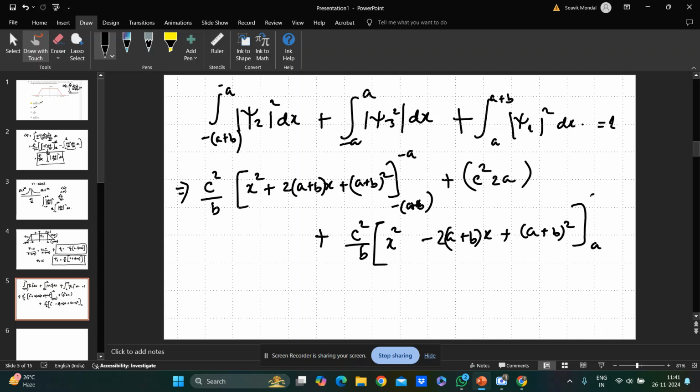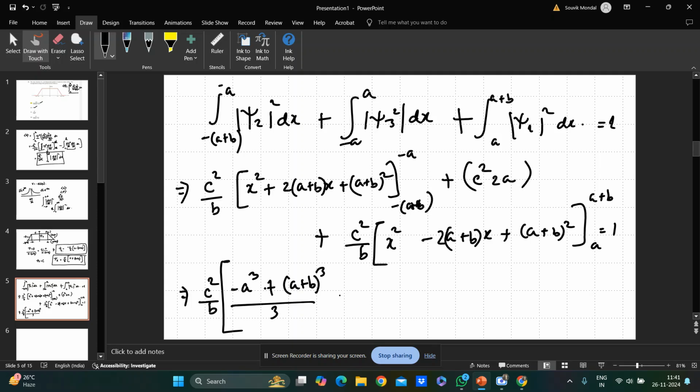And a to a plus b is equal to 1. Okay, so c square by b, now x cubed by 3. Okay, so minus a cube, minus a whole cube is equal to minus a cube plus a plus b whole cube divided by 3.